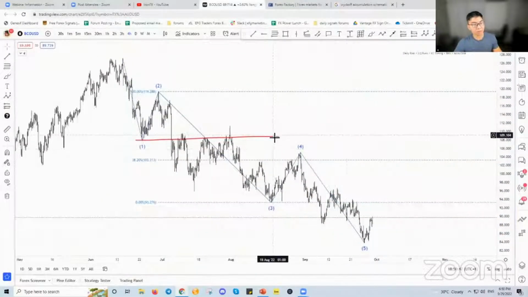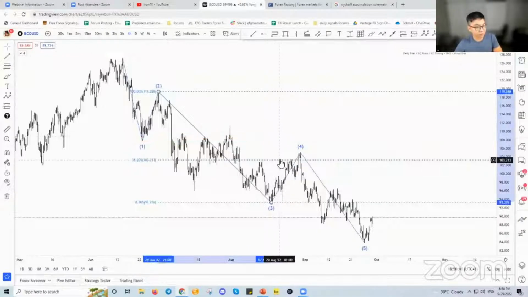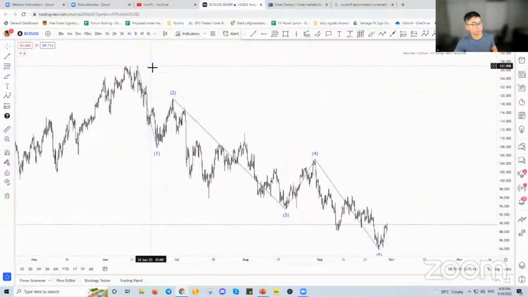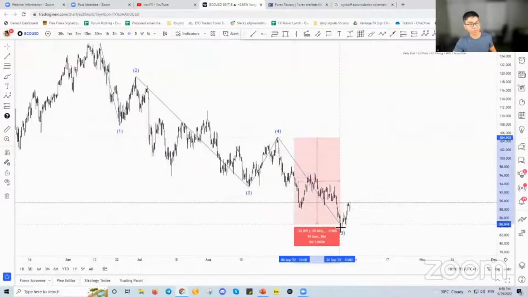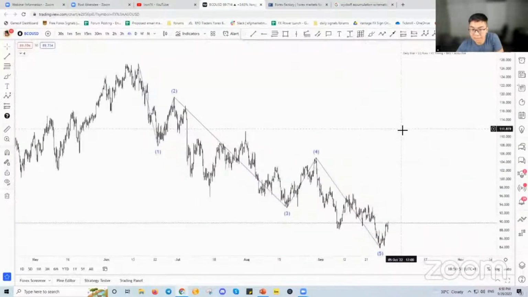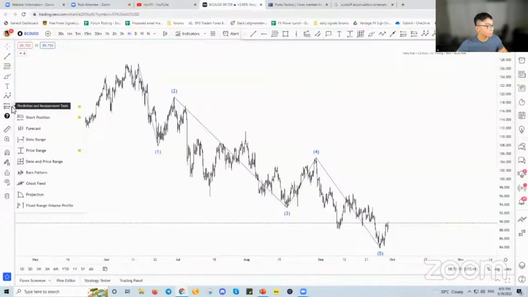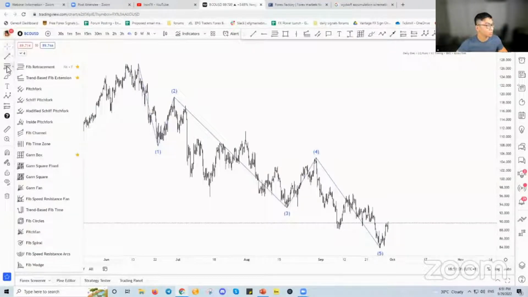So again, instead of just measuring that way, it's difficult to measure, right? I mean, you have to do this, and find where wave 5 ends. So there's actually an easier method to find the end of wave 5. You can take the Fibonacci trend-based Fib extension. You can find it here. Let me take a look. It's here, the third icon from the top.